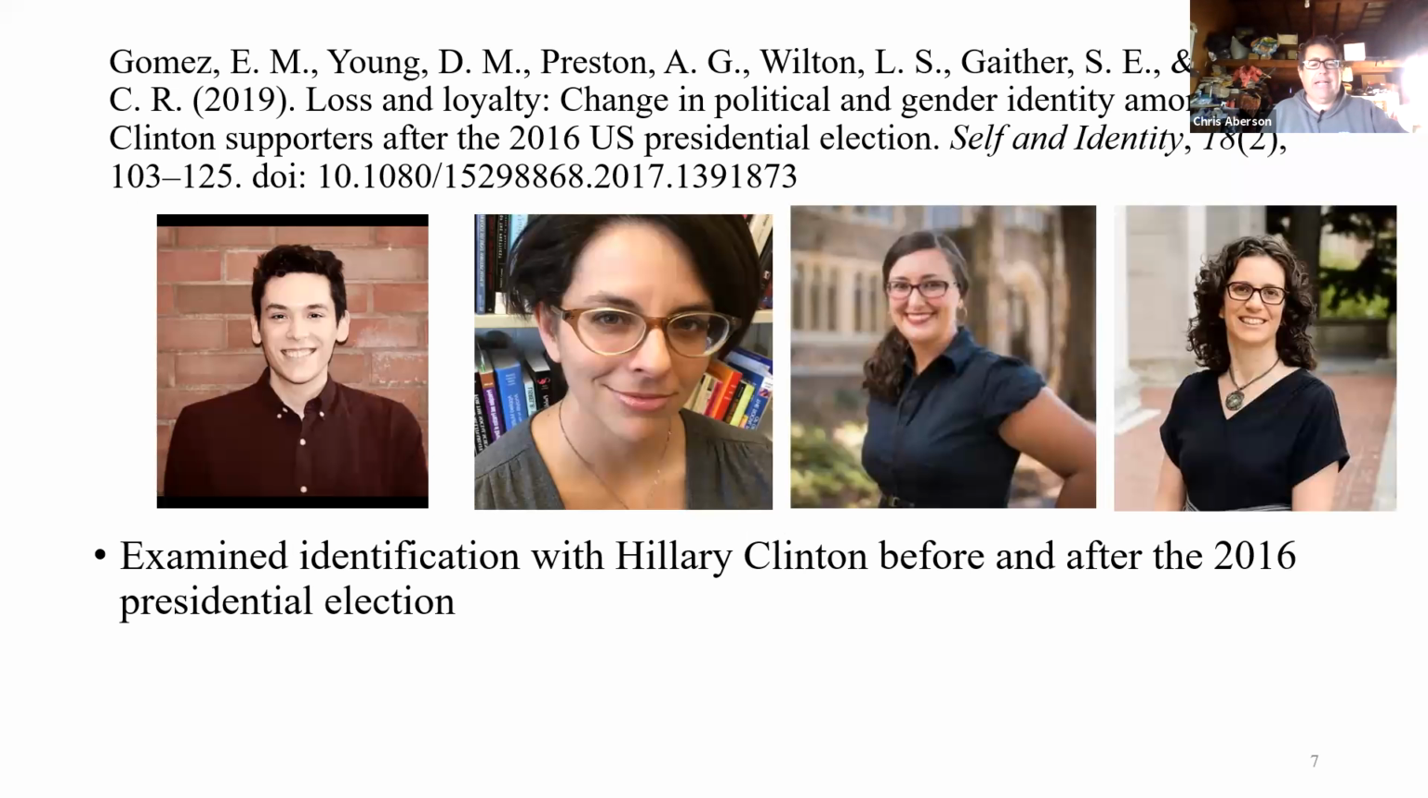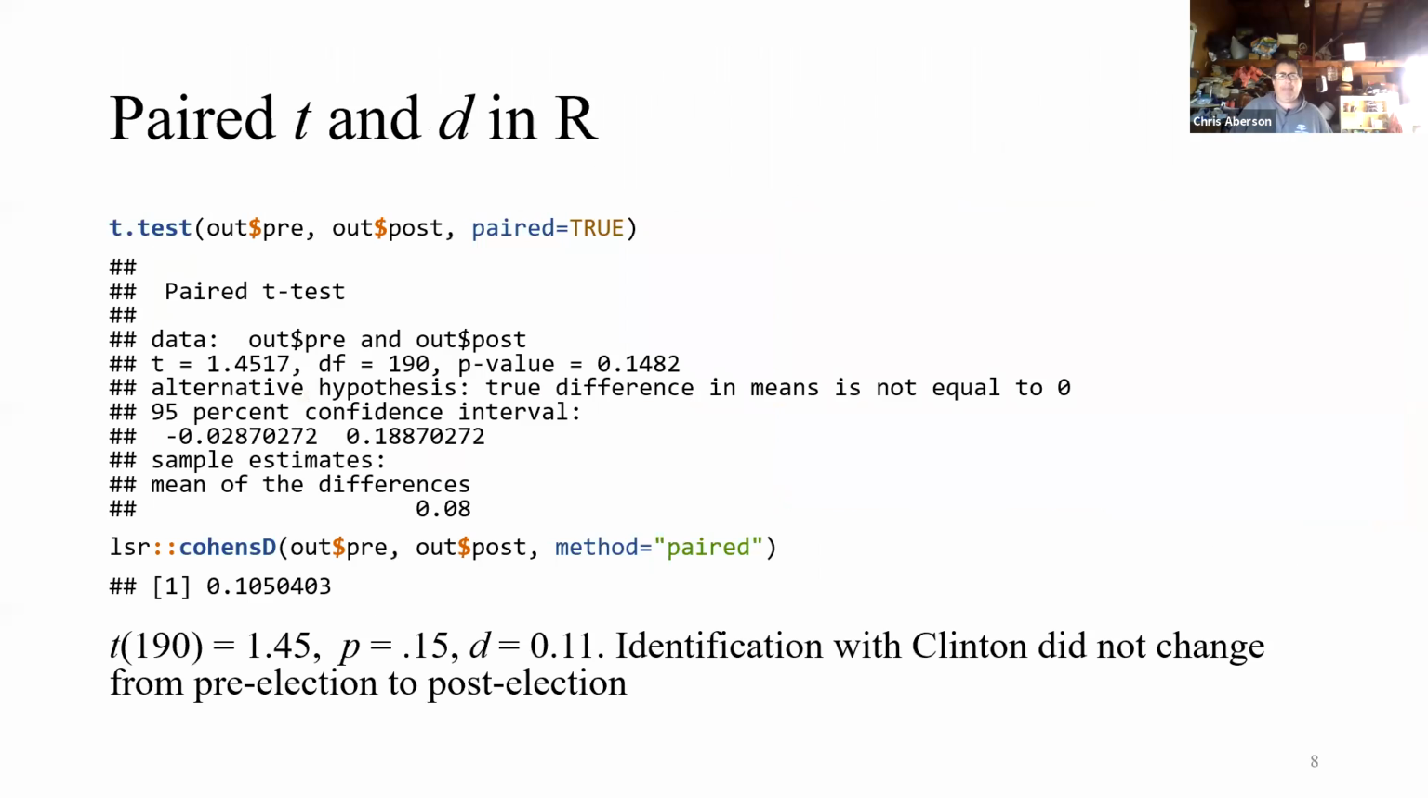To give you an example of this in a research article, I've got this article by Gomez and a bunch of other people who are pretty famous, in particular the last two, Sarah Gaither and Cheryl Kyler, both giants in their fields. In this study, they were examining identification with Hillary Clinton both before and after the 2016 presidential election. So the structure of their data is they have a score for pre, a score for post.